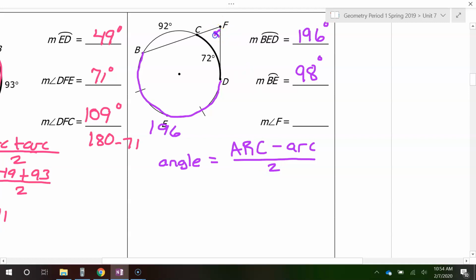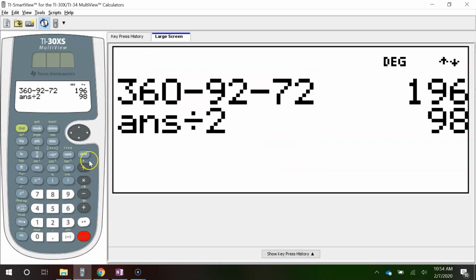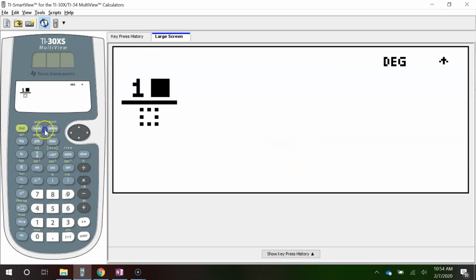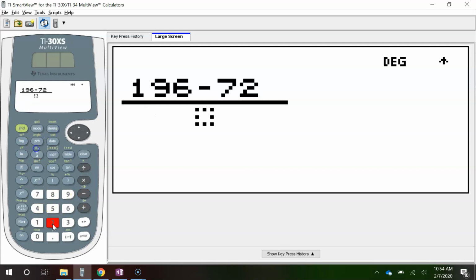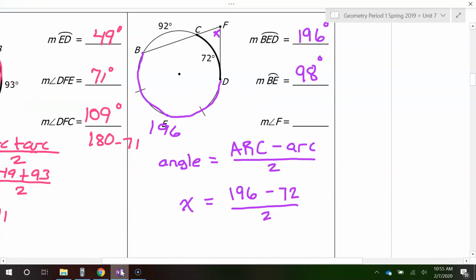So I'm going to put a little x in here to show that this is the angle F that we're looking for. So the angle is x, so I'm going to put x equals. The big arc is 196 minus the small arc, which is the 72, divided by 2. And so I'm just going to put that in my calculator. So 196 minus 72 divided by 2. So that is 62.